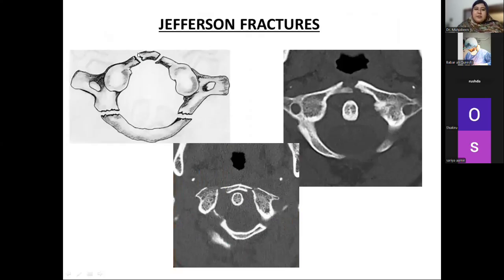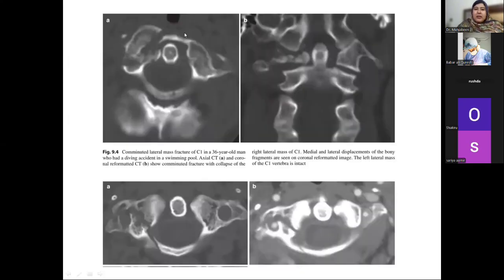Again, if there's a fracture that involves the anterior as well as the posterior arch, that is a type 3 fracture. Here we can see the anterior arch as well as the posterior arch is involved. So these are called Jefferson fractures. Again, on CT scan, this is the axial cut, and this is the coronal cut. On the axial cut, this is a Jefferson type 4 fracture because it completely involves the lateral mass.